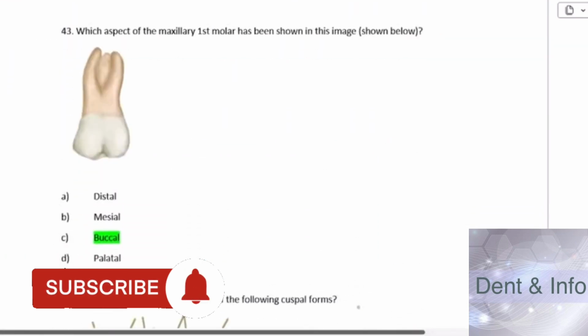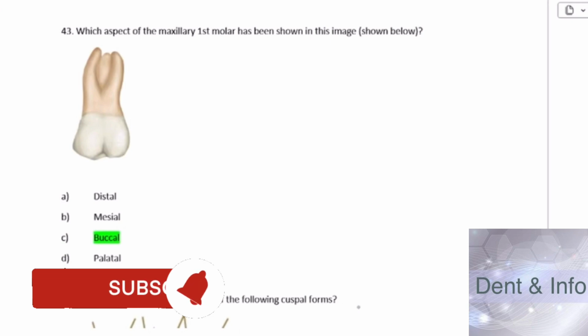Next, which aspect of maxillary first molar has been shown in the picture below? So here we could easily see two buccal roots are facing, two buccal cusps are easily seen here. This buccal groove is present, okay, and we could see a part of the palatal root also. So the buccal aspect of the maxillary first molar is seen. Okay, straightforward. Sometimes you do get such simple questions also.